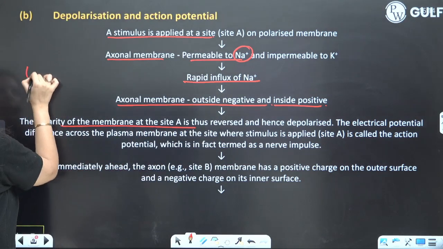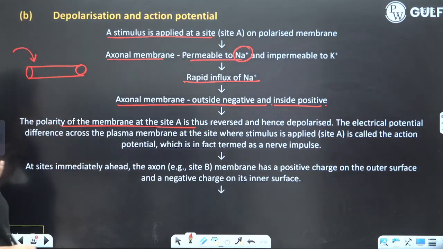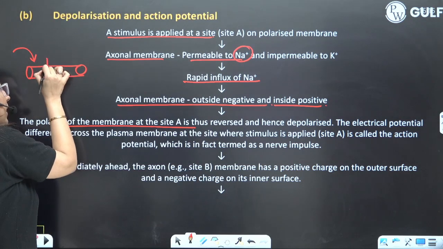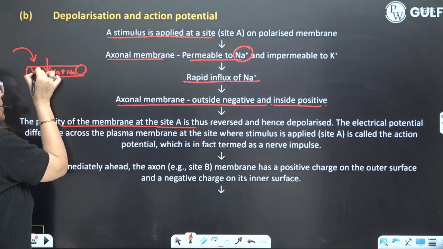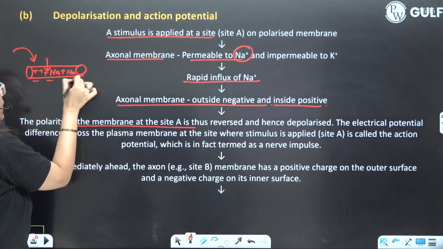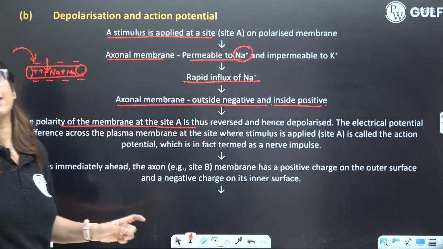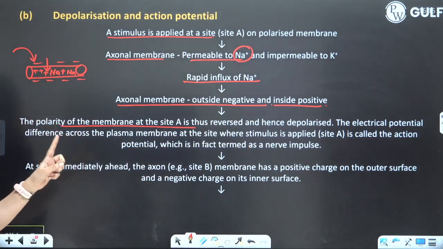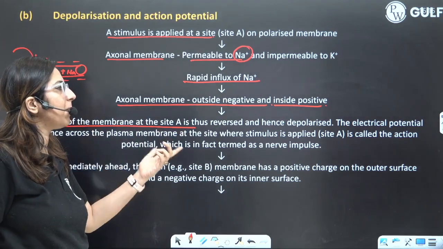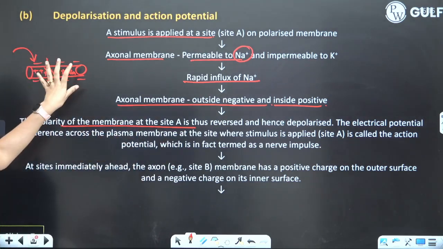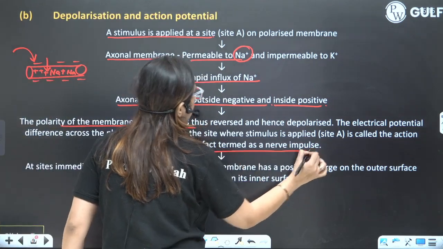Now, suppose the impulse comes over here at the A site. What will happen? Sodium ion will gush into the neuron, due to which inside it becomes positive and outside negative. Polarity of membrane at A site is reversed, hence this condition is termed depolarized. The electrical potential difference across the plasma membrane at the site where the stimulus is applied is called action potential. Now this is termed an action potential, which is in fact termed a nerve impulse. What do we call this?